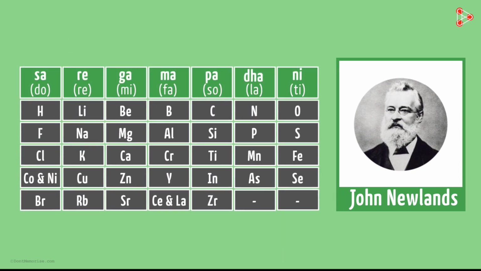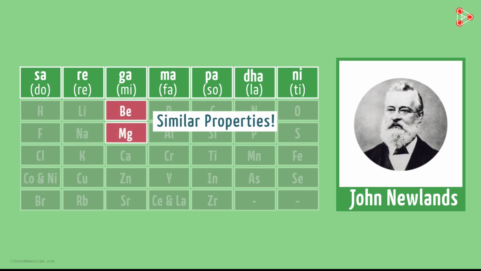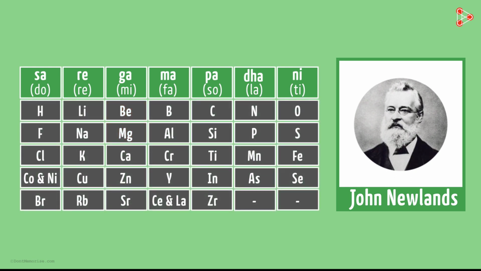This is how Newland arranged the elements in a table. For instance, as we can see here, if we consider lithium, then the 8th element after it would be sodium. You would be amazed to know that they both share similar properties. Next immediate examples would be that of beryllium and magnesium. Even these are at positions such that magnesium is 8 places away from beryllium. And yes, they both do resemble each other. With this analogy, Newland named the grouping system of elements as the law of octaves, or Newland's law of octaves.